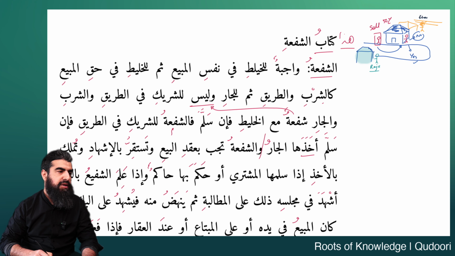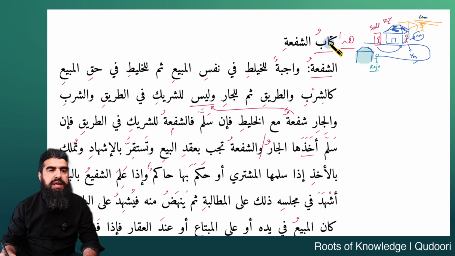Right, let's have a look at this text now. Let's try to break this down. So, Kitab al-Shuf'ati, chapter of preemption. Al-Shuf'atu, so Shuf'a is necessary lil khaliti. So this guy is the khalit, Mr. Khalit.